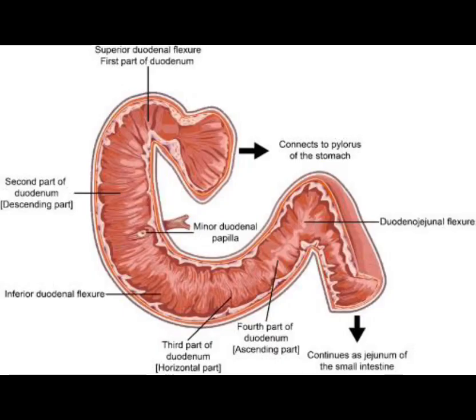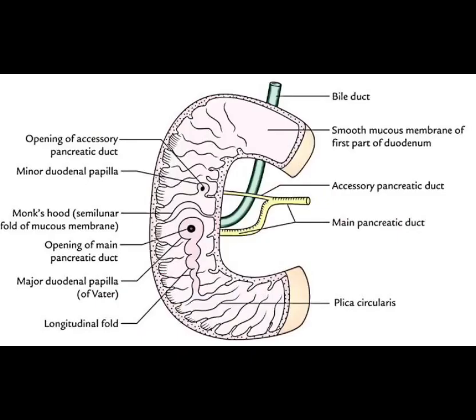Now, the interior of the second part. If you cut open the second part of the duodenum, on the inner side you will see some features. There are circular folds, called plica circularis, which are permanent folds within the duodenum. Next, we have the major duodenal papilla, a conical projection arising from the posterior medial wall of the second part. It presents an orifice through which the bile duct and the pancreatic duct open.